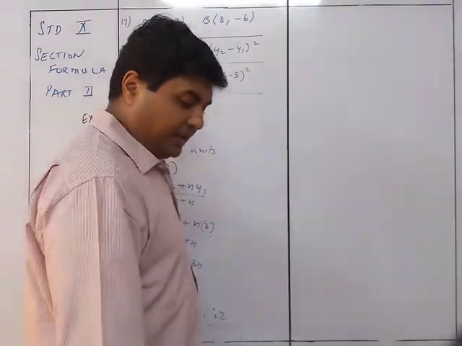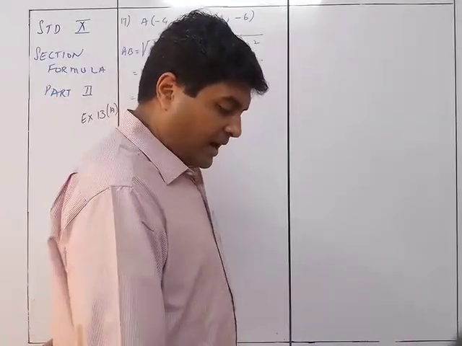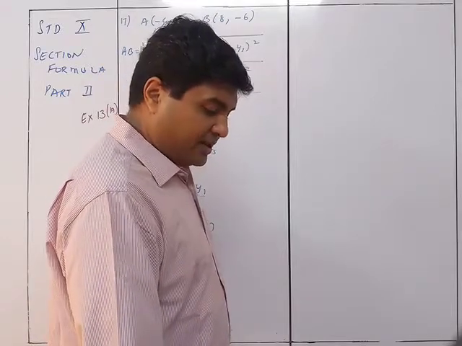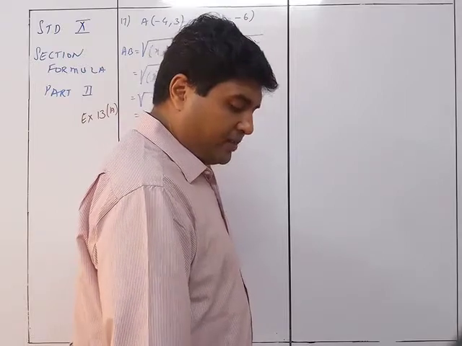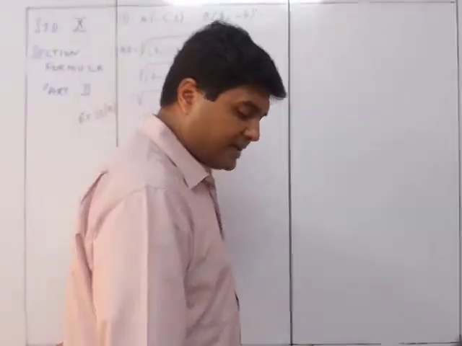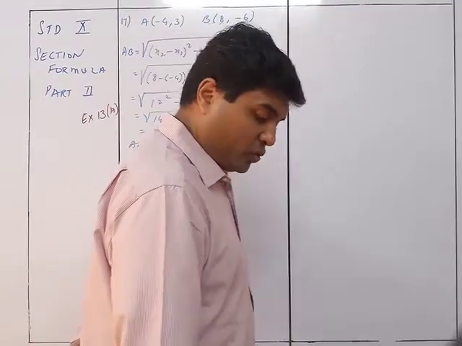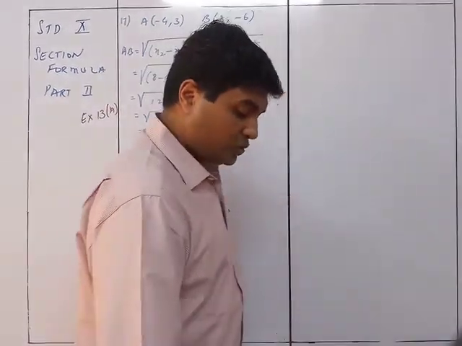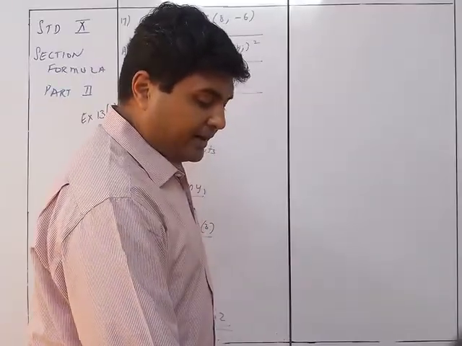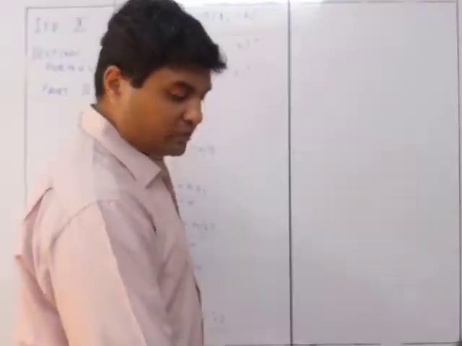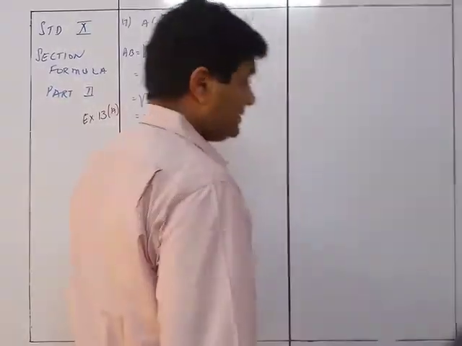A, B and C, A is (2, 5), B is (minus 1, 2) and C is (5, 8), are the coordinates of the vertices of a triangle ABC. P and Q lie on AB and AC respectively, such that AP is to PB is 1 is to 2, and AQ is to QC is 1:2. Okay. Calculate the coordinates of P and Q. Show that PQ is equal to 1/3 BC. So let's see the 19th sum.